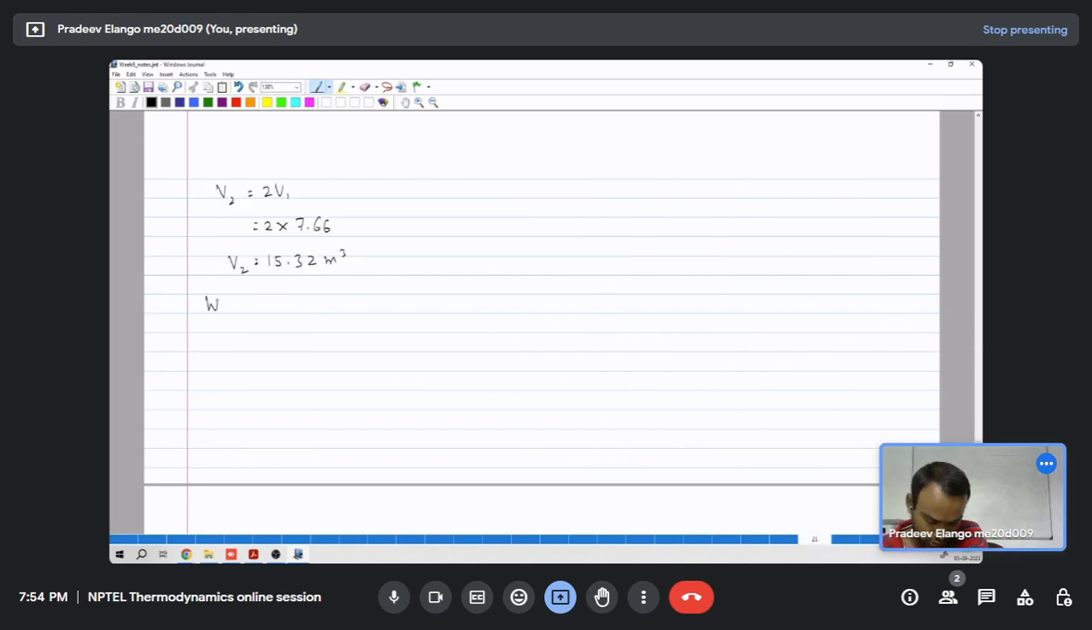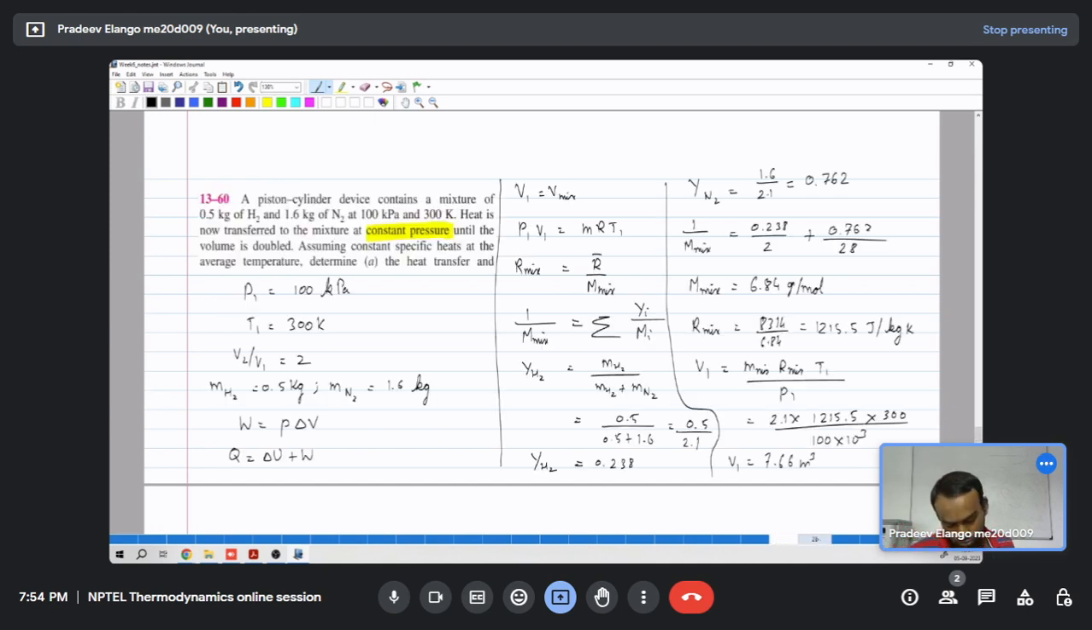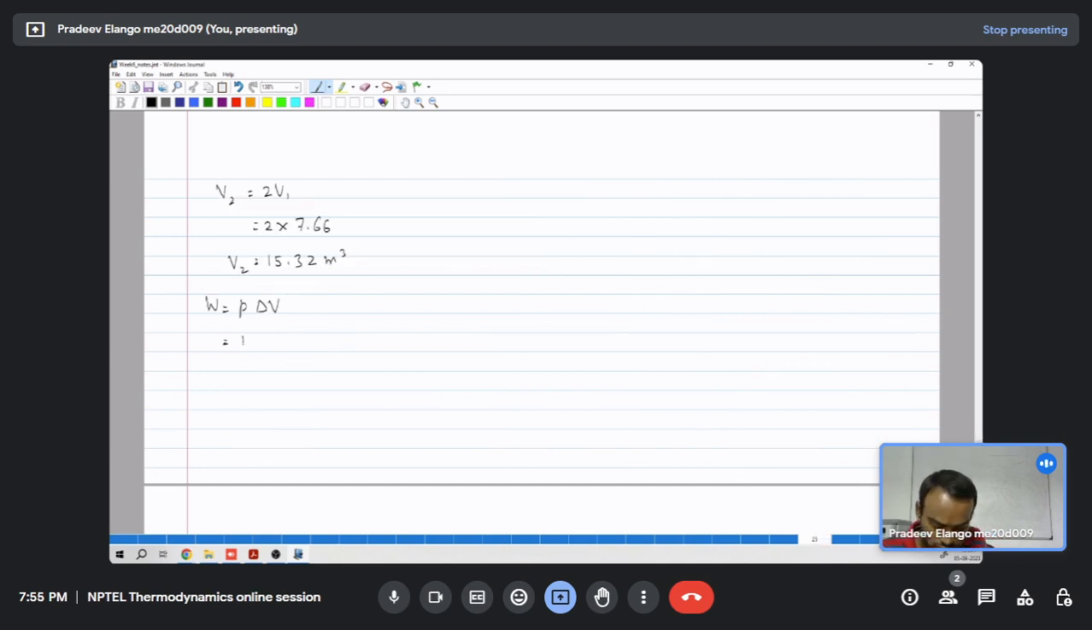So work done is P into delta V. Pressure is 100 kilopascal. It is 100 into 10 to the power 3 into 15.32 minus 7.66. This is 766,000 joules.